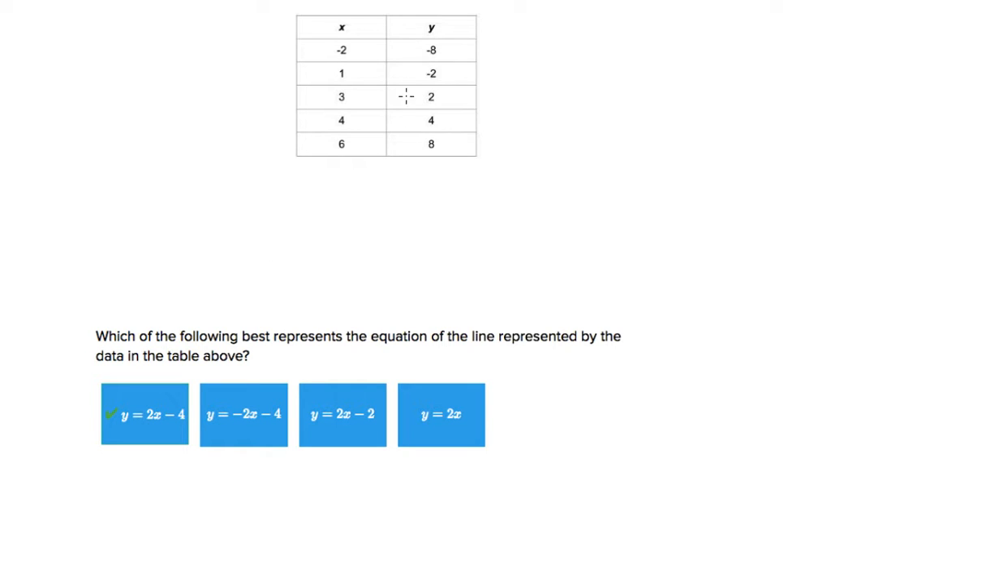This is an SAT math question involving linear equations without a calculator. So we're given this table with data points for our x's and y's, and then we're asked to figure out which of the following best represents the equation of the line represented by this data.